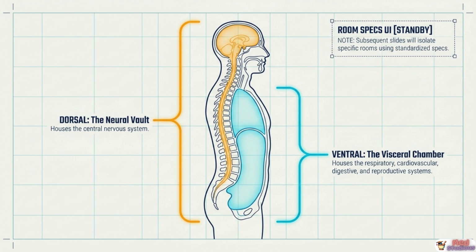On the flip side, we have the ventral cavity, known as the visceral chamber. This massive, dynamic space houses the respiratory, cardiovascular, digestive, and reproductive systems. These two major domains reflect our evolutionary development, creating perfect environments for our tissues to thrive. In the subsequent slides, we will isolate these specific rooms using standardized specs to fully decode this blueprint.